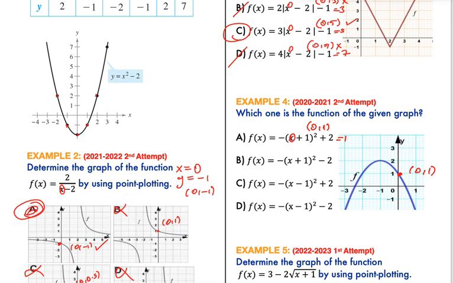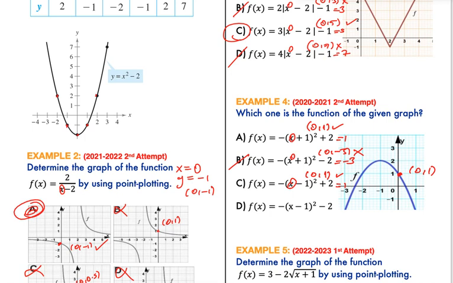Try option B. Substitute 0. Negative 1 minus 2 is minus 3. That didn't satisfy. 0 minus 3 is not true. It's supposed to be (0, 1). So B is false, I eliminated B. Option C, substituting 0 will give us negative 1 squared, 1, minus in front, minus 1 plus 2, 1. So that also satisfies. (0, 1) is correct.